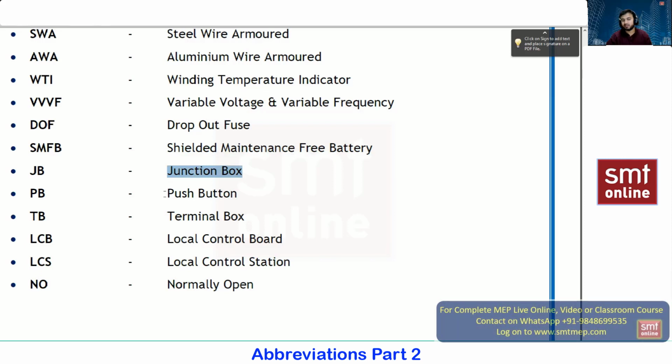PB is for the push button, nothing but the call bell button, I can say. Again, TB, terminal box. If you're having multiple conduits going from one point to another point for a longer span, in between, we have this terminal box so as to pull the cables very easily, as well as to maintain the cables very easily in future cases. Terminal box, we call it.